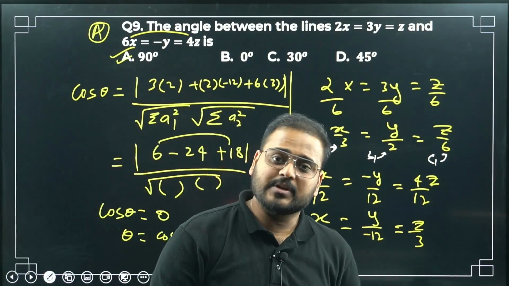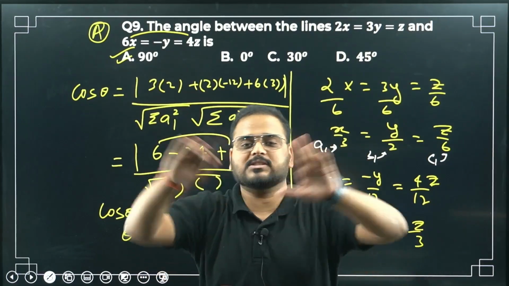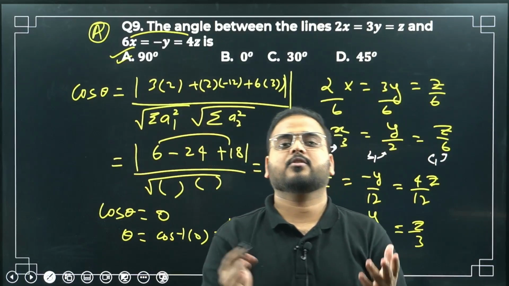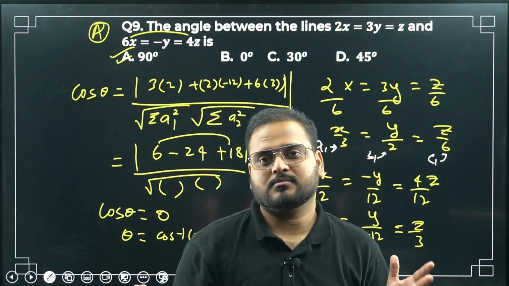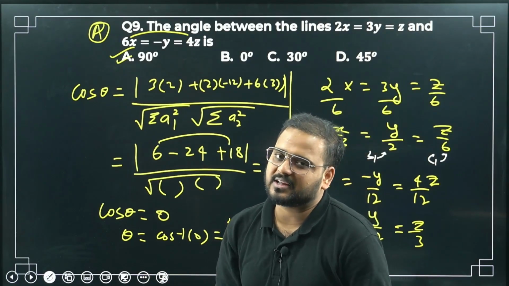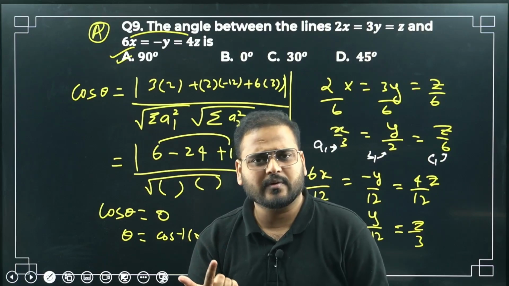Simple question. Very simple. But I've taken a different variety of questions, so this covers all the concepts for this particular topic, which is angle between the lines using direction cosines and direction ratios. Hope this is clear. Questions can be asked in this category, so please don't take this lightly. One question, one marker, simple topic. We can do it, right?